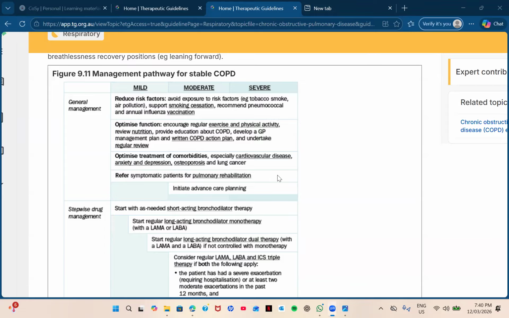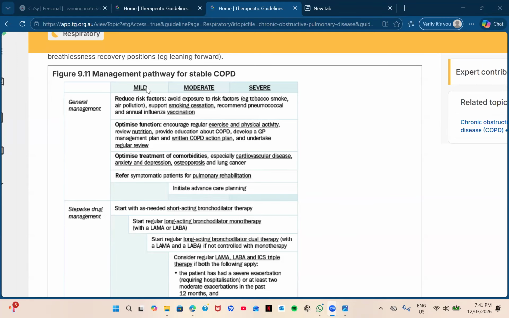Because we never know, right? In the TG they have not mentioned the GOLD criteria, but we all know that the world-accepted guideline for COPD is the GOLD criteria. So just keep those things in your mind.